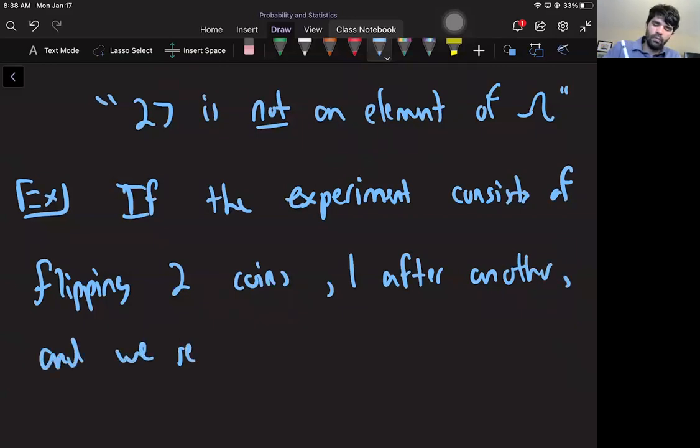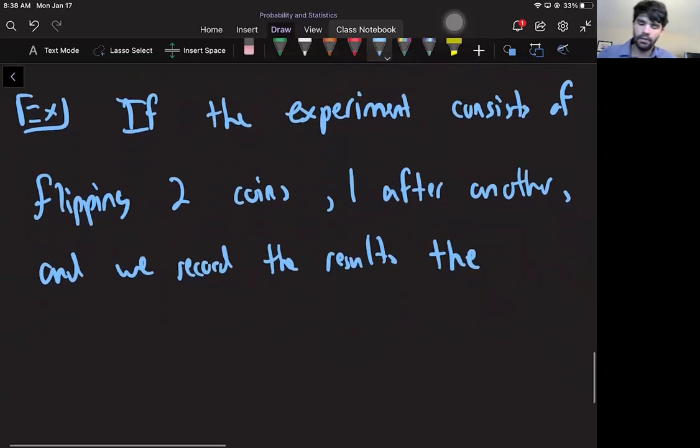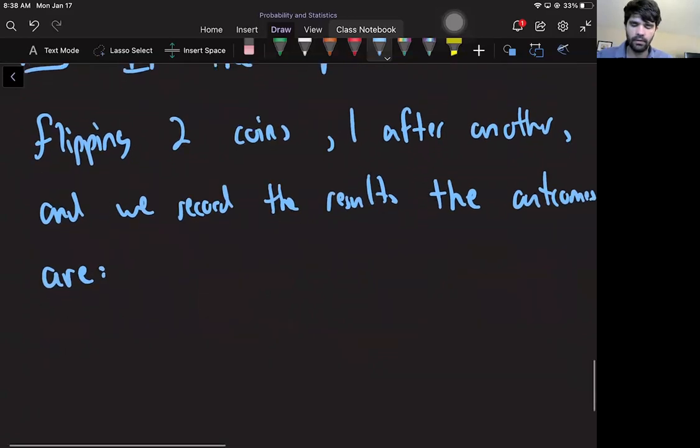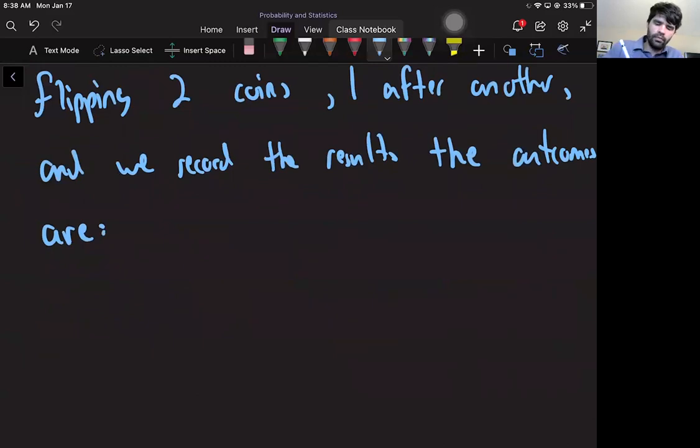And we record the results. Then what's going to be the outcomes and what's going to be the sample space? Well, this time the outcomes are not really numbers, but I want to still be able to write them down. So what I could do is say the first coin could have been a heads, and then the second coin I'll just write right after it. So this indicates that we flipped heads, then heads.